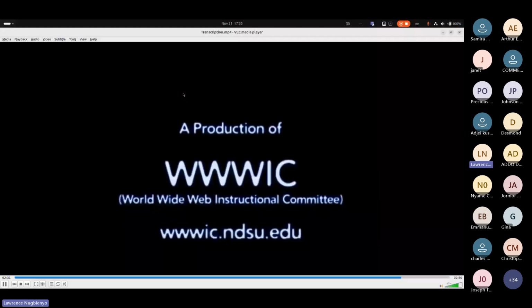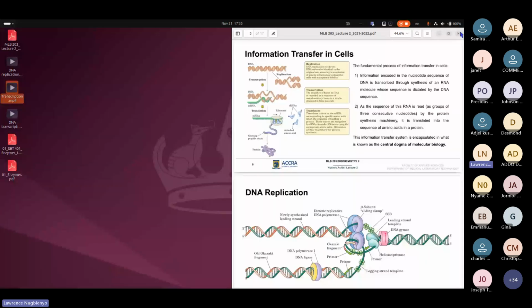Okay, so that was the process of transcription. So we bring all of these together and look at the process of replication, transcription, and even the process of translation, that is protein synthesis.